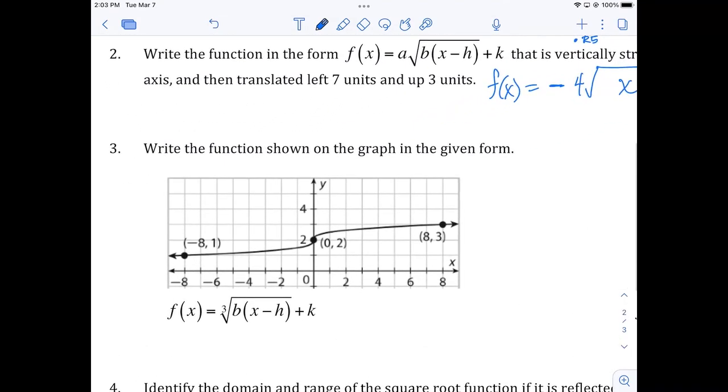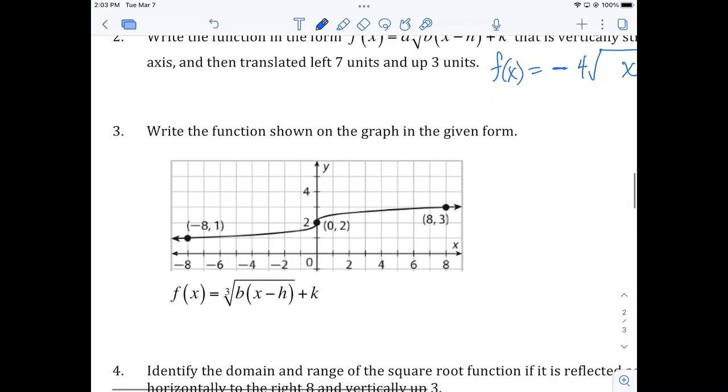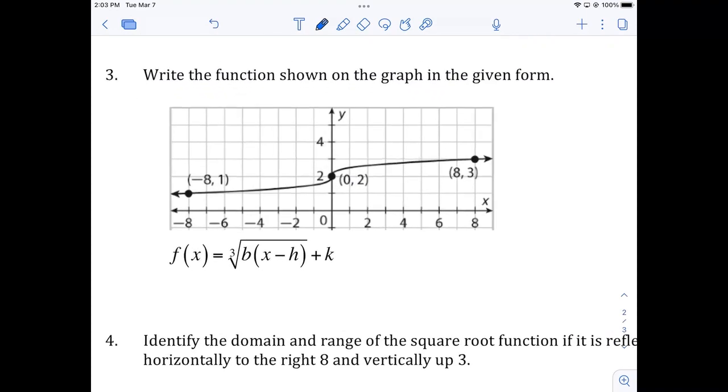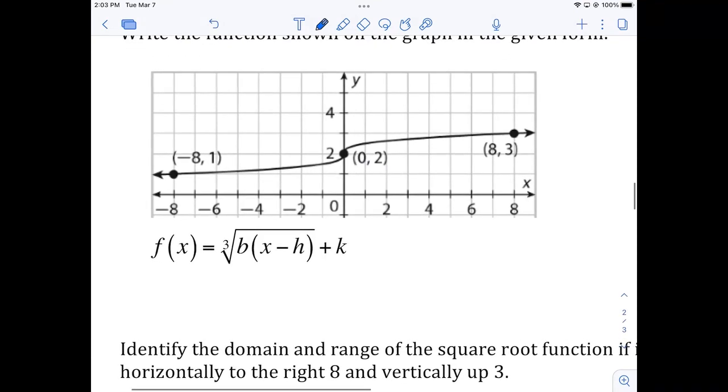Let's go to number 3, because this is where people on the previous section, when we did it for the other functions, were like, I don't know how to do it. Write the function that's given by the graph. We have 3 pieces given to us. The first one is the vertex or the inflection point or the point of symmetry.